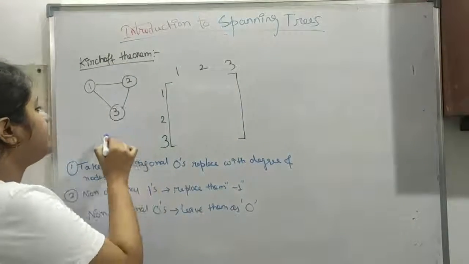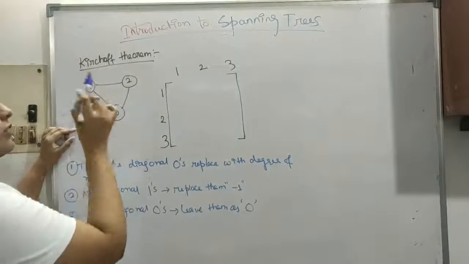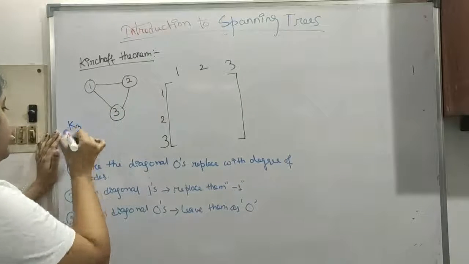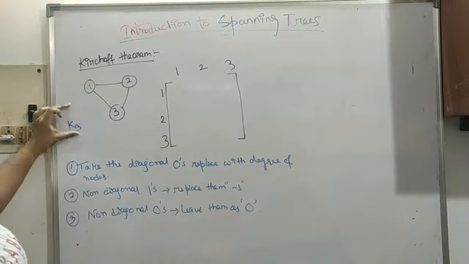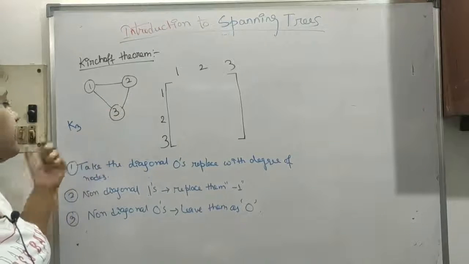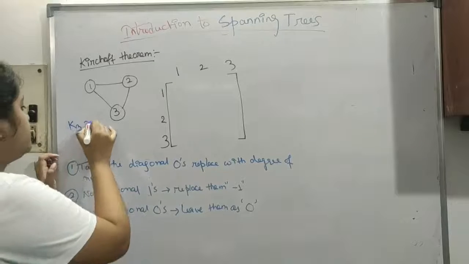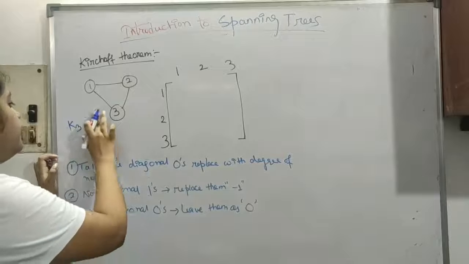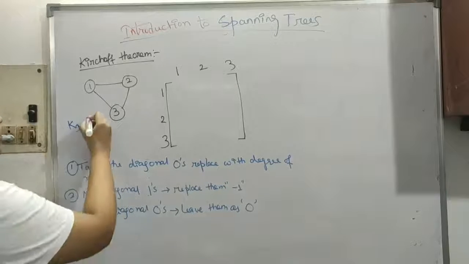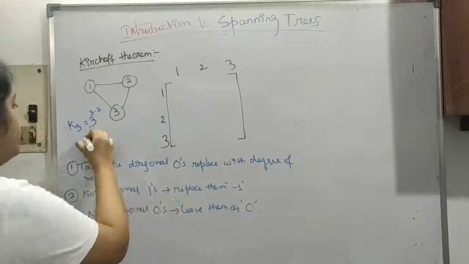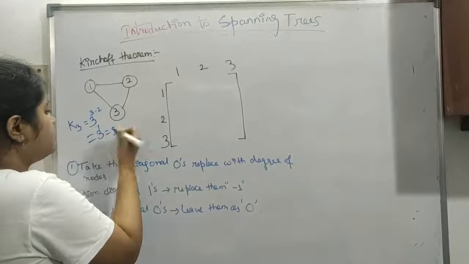Okay, so the number of spanning trees here: you can see this is a complete graph. The maximum number of edges are already present. You can say this is K3. Complete graphs are represented as K and the number of nodes, and the maximum nodes present are 3. So K3, 1, 2, 3 nodes are present. You can take it like this also: n to the power n minus 2, which is 3 to the power 1, which is 3.